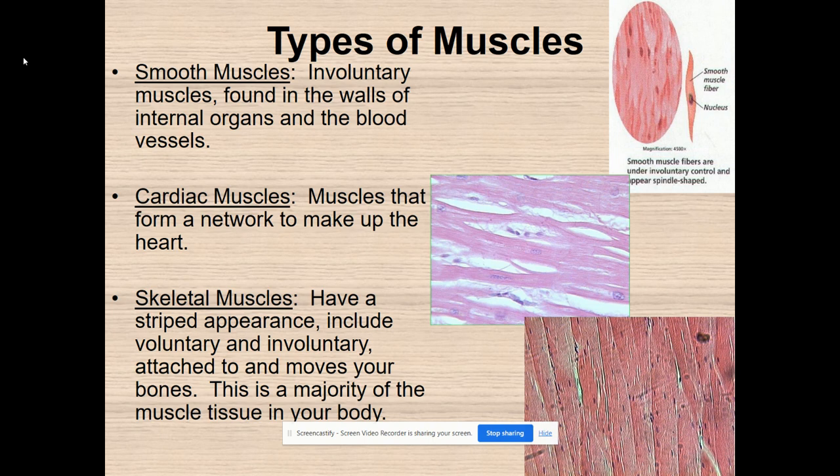And then finally, at the bottom of this screen, you see skeletal muscles. Skeletal muscles are always easier to recognize under a microscope because of the striped appearance that you can see in that picture. Skeletal muscles can be both voluntary and involuntary. The big deal about skeletal muscles is they're almost always attached to a bone, which is how they get their name. The majority of the muscle tissue in your body and in animals' bodies are skeletal muscles.